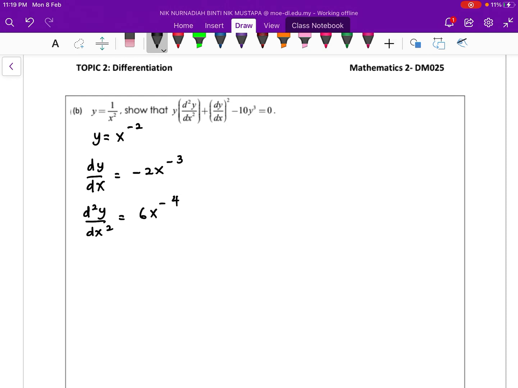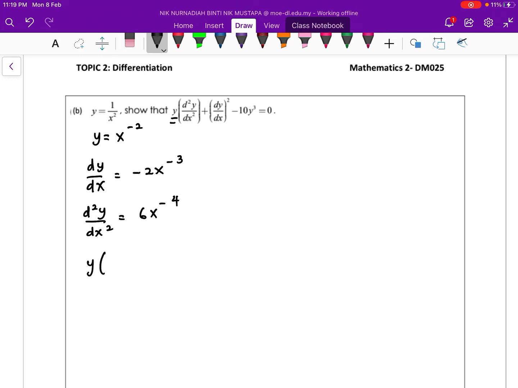That's it. Be very careful when you multiply. Doing the step, bring down power, reduce power. Okay, remember the step, bring down power, reduce power. Alright, so we have our dy dx and d2y over dx square, and then we need to sub everything into calculation. So our y here, what's the value of y?